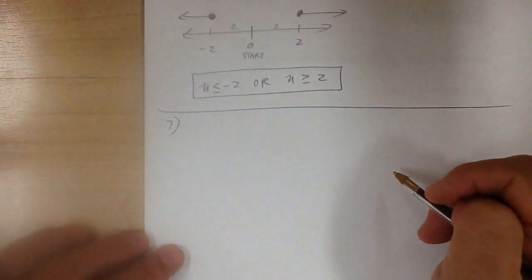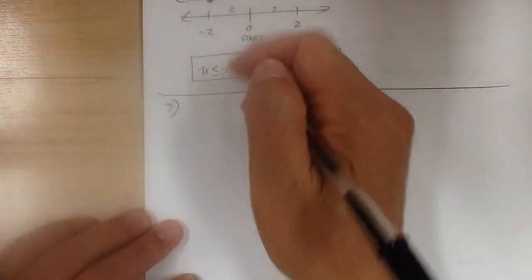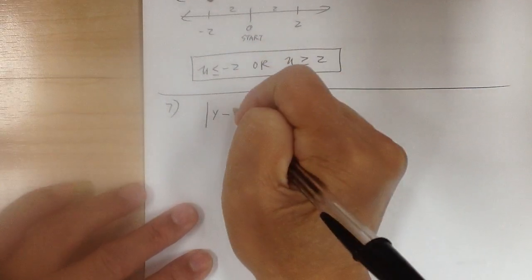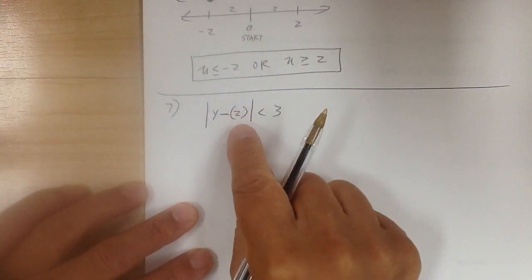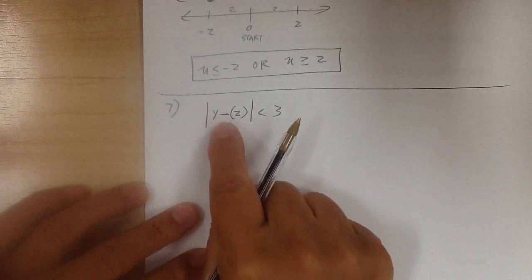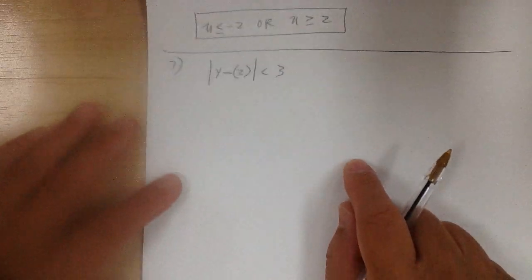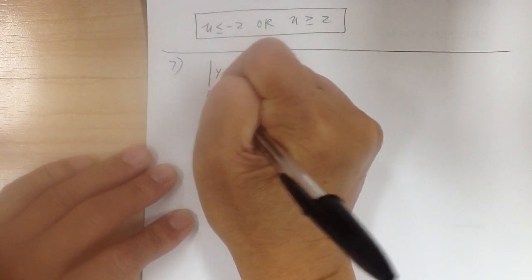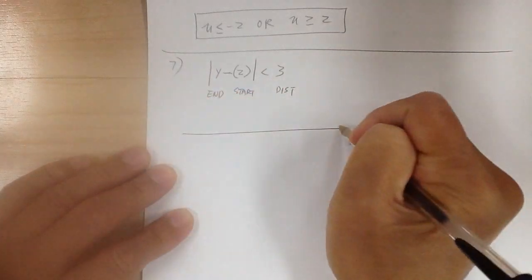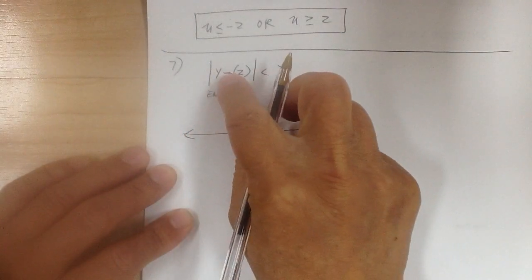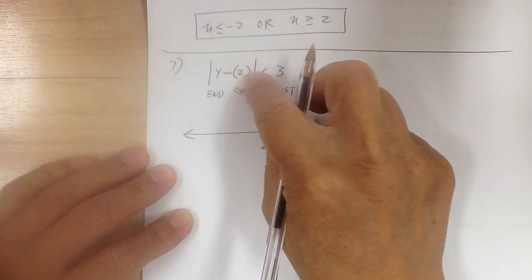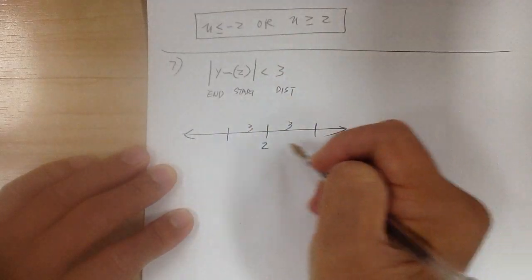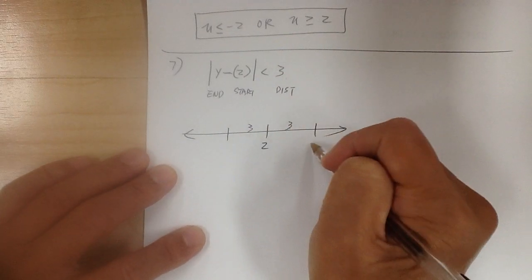Okay, number 7. Absolute value of Y minus 2 is less than 3. Now I'm going to put parentheses over here to indicate that the negative is not part of your starting point. Minus is part of your proper form. So that's your starting point, that's your end point, and here's your distance. So don't put a negative. Again, minus is part of your form. So the starting point is 2, and the distance is 3. So put the distance over here. You start at 2, and your distance is 3, so this would be a 5.